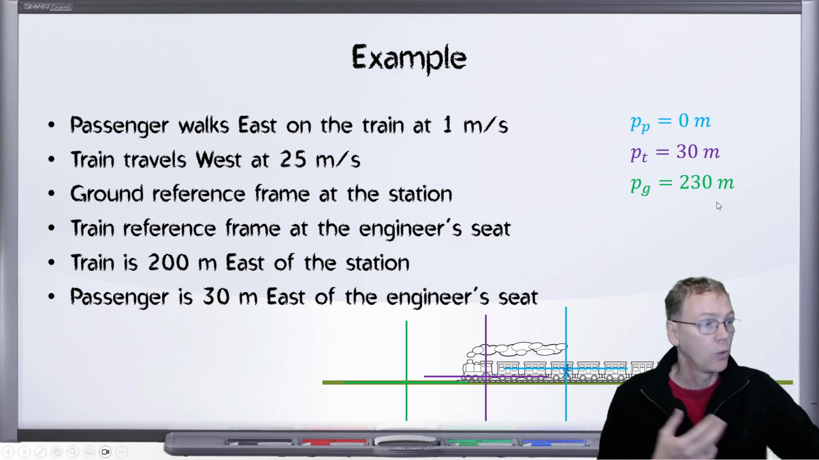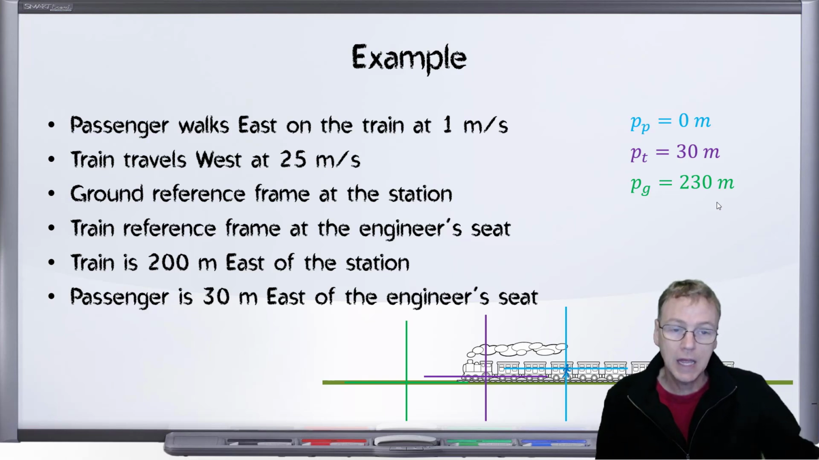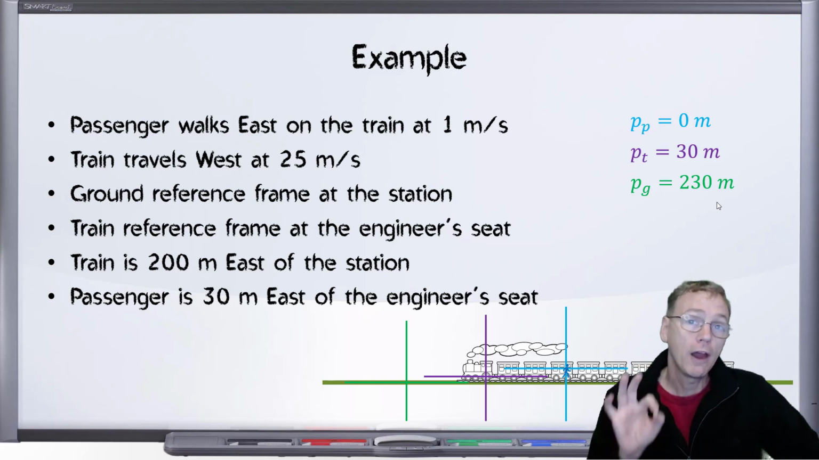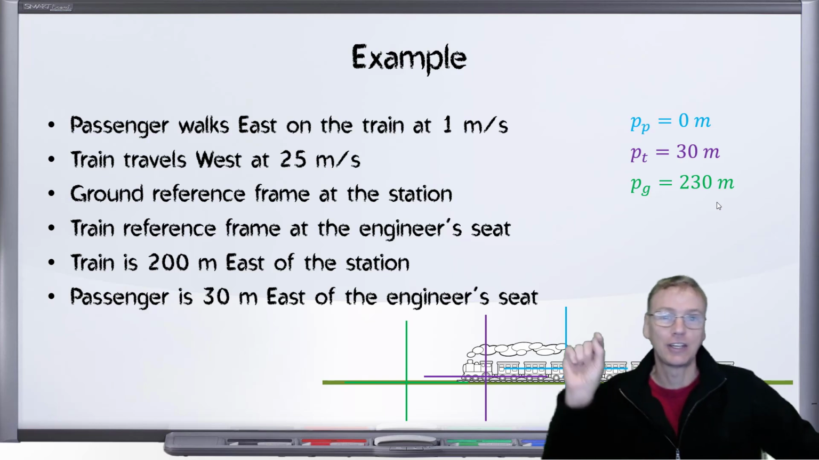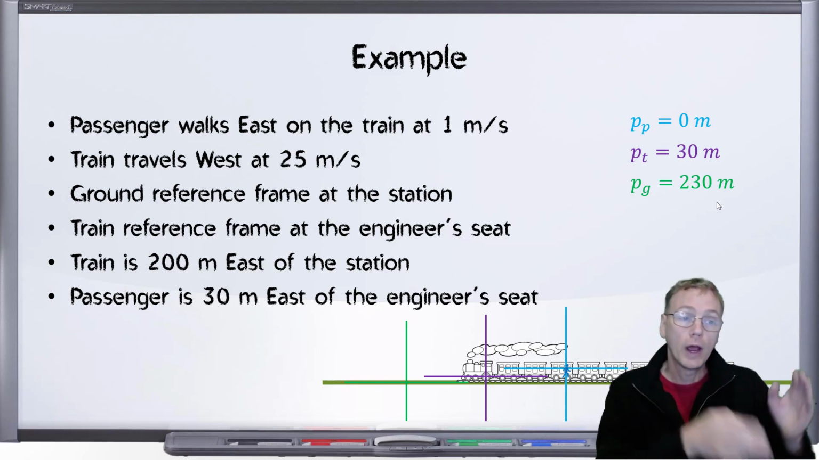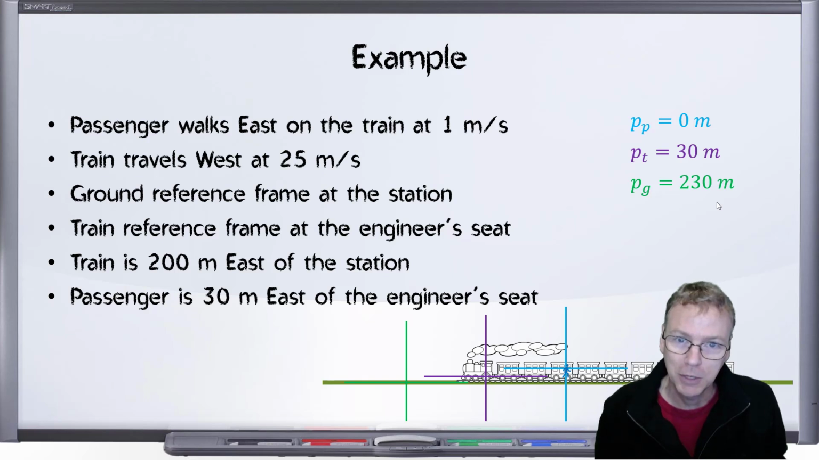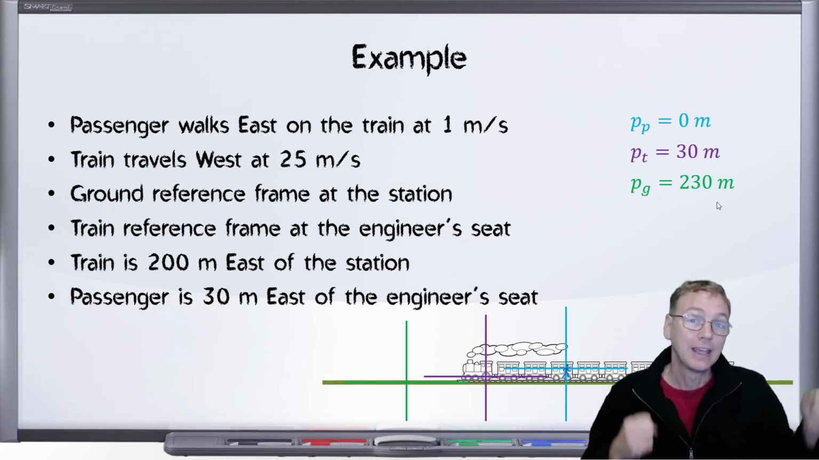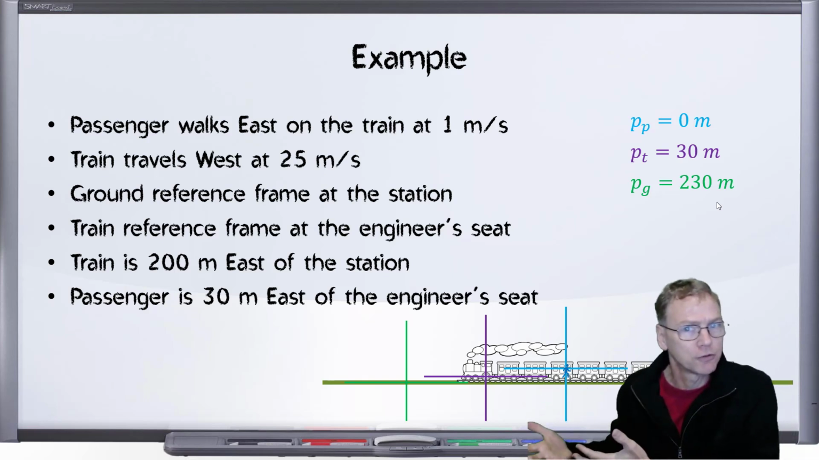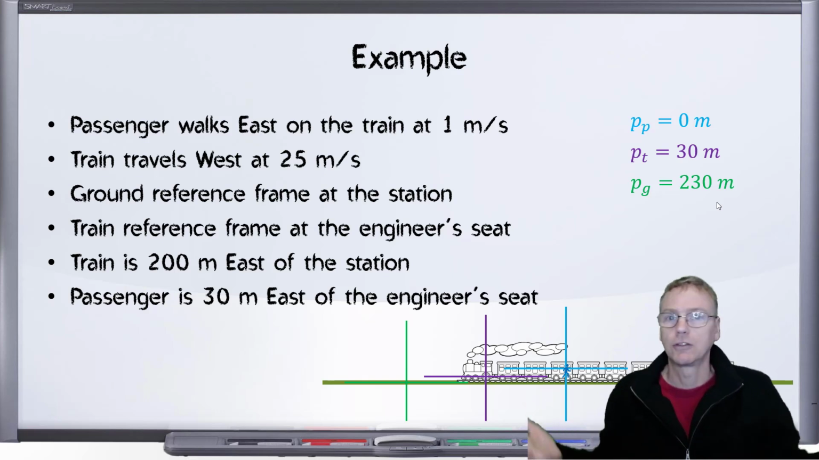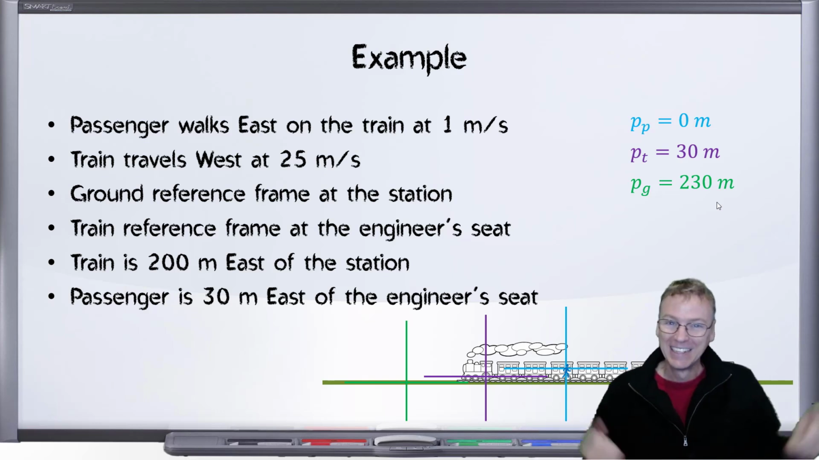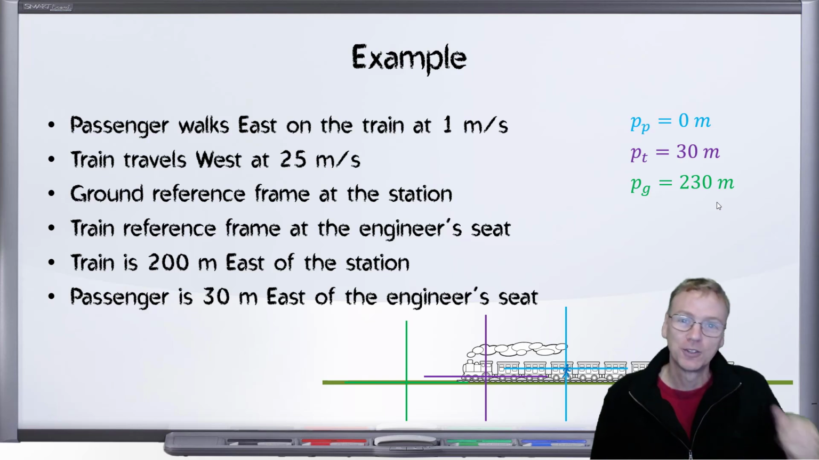So again, which reference frame is the passenger in? That's a nonsensical question. Where is the passenger in each reference frame? That we can say. Where is the passenger in the ground reference frame? 230 meters. That we can say. Is the passenger in the ground reference frame? That doesn't make any sense, right? It's not a physical connection.